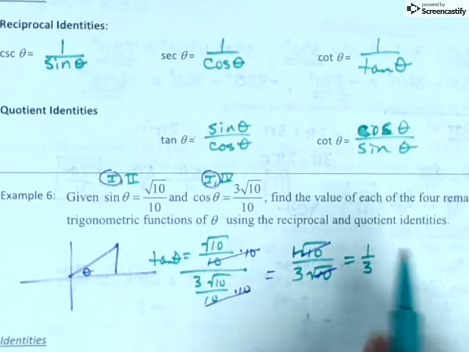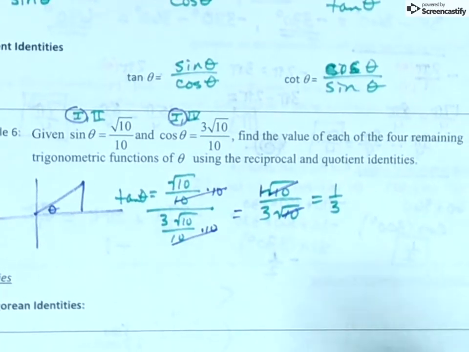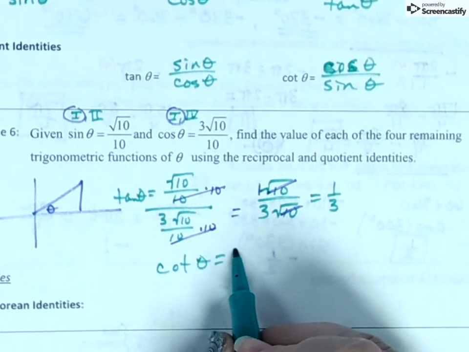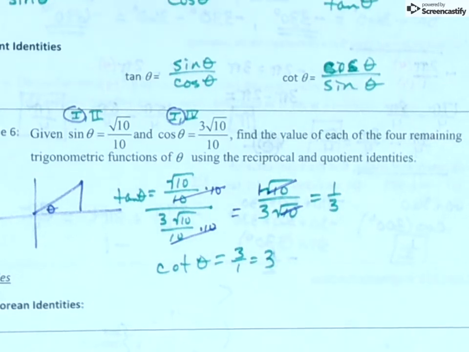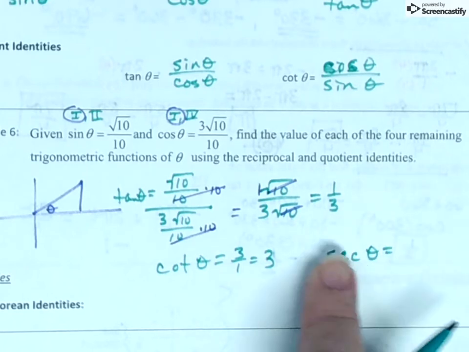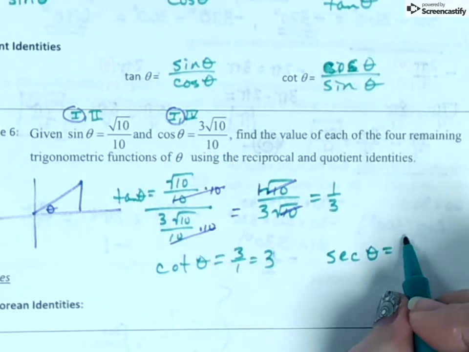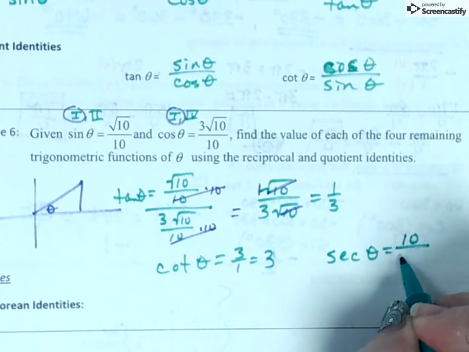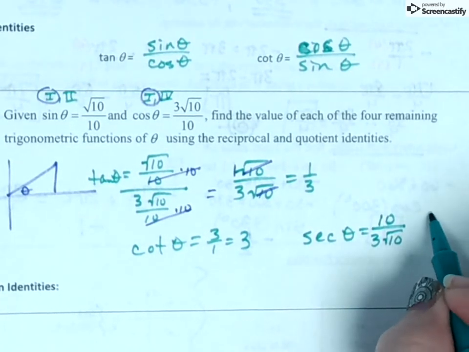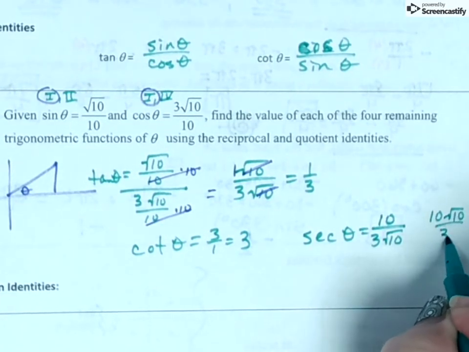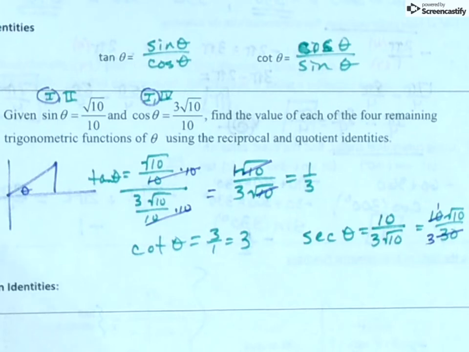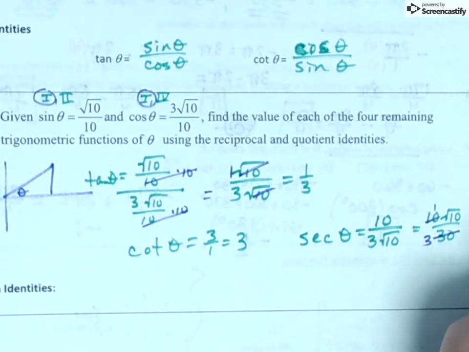Well, we now have 3 of the trig values. Let's find the others. Cotangent of theta is the reciprocal of tangent, so that's just 3 over 1, which is 3. And secant of theta is the reciprocal of cosine, so that's going to be 10 over 3 root 10. Now we'll need to simplify that. That's going to end up being 10 root 10 over 30. 10 goes into itself once and 30 three times. That's root 10 over 3.